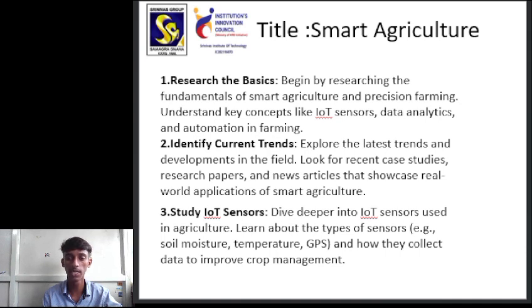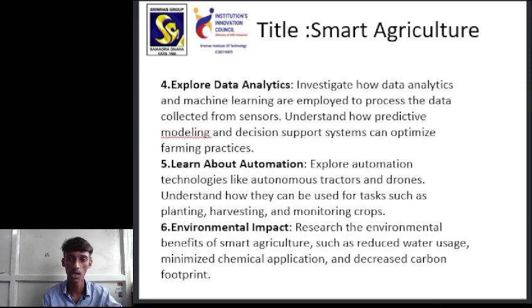Third one, study IoT sensors. Dive deeper into IoT sensors used in agriculture. Learn about the types of sensors and how they collect data to improve crop management. Explore the data analytics. Investigate how data analytics and machine learning are employed to process the data collected from sensors. Understand how predictive modeling and decision support systems can optimize farming practices.